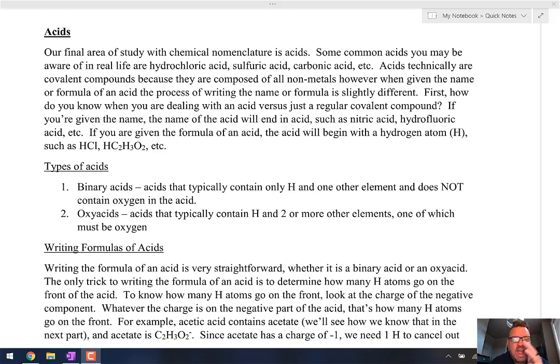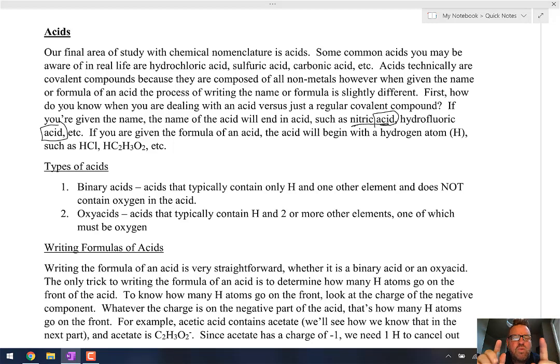So first of all, how do you know if something is an acid rather than just a regular covalent compound? One of the easy ways is, if I give you the name of an acid, of course, the name of the acid will end in acid. Every acid, if I give you the name, will say nitric acid, hydrofluoric acid. It always has the word acid at the end. So obviously that's one way that when you're given the name, you know that it's an acid.